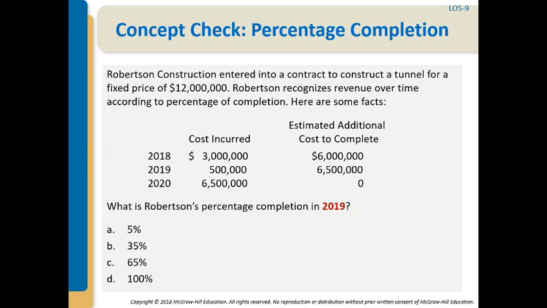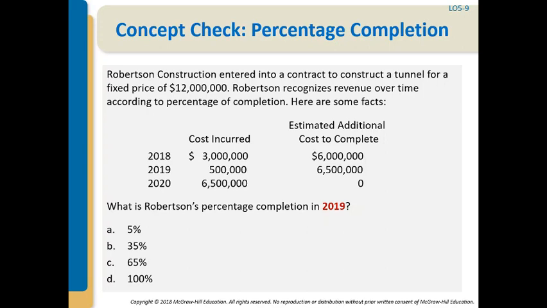All right, so let's test our knowledge here. Robertson Construction entered into a contract to construct a tunnel for a fixed price of $12 million. Robertson recognized revenue over time according to the percentage of completion. Here are some facts. Okay, so 2018, 3 million cost incurred, additional cost to complete of 6 million. So it's going to cost 9 million estimated in that first year to complete total. So their gross profit is going to be 3 million.